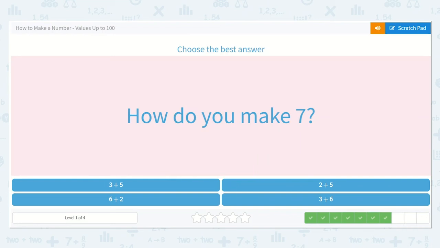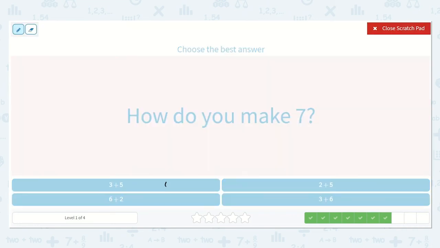How do you make 7? Here we have 5 plus 3, so let's draw 3 dots. Start with our larger number, 5, 6, 7, 8. All right, 3 plus 5 is equal to 8. Here we have 6 plus 2. Let's draw 2 dots. Start with our largest number, 6, 7, 8. This one is 8 also.